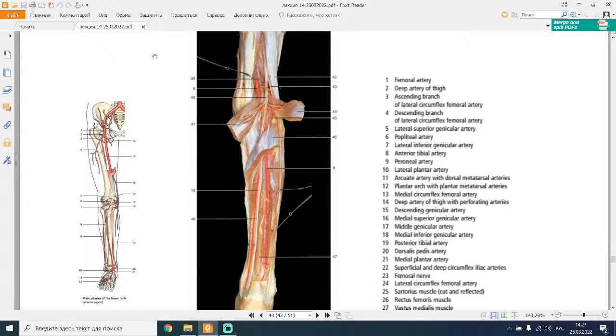What you see, popliteal artery, this is peroneal artery, artery tibialis posterior. This is fossa poplitea.